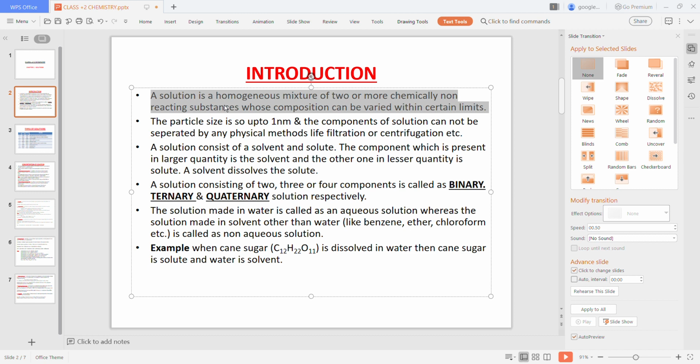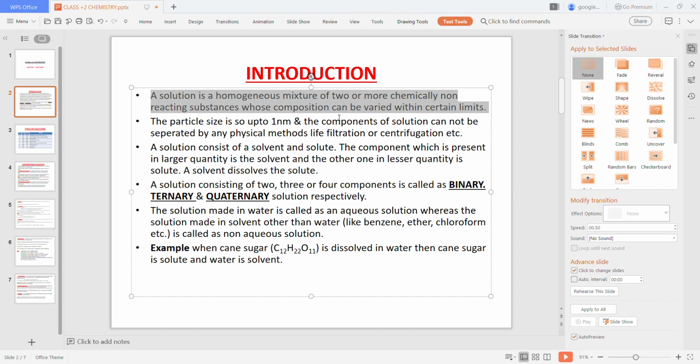Suppose you add ammonia and hydrochloric acid, you get ammonium chloride. So these two components, ammonia and HCl, are reacting substances. In this solution, as you are looking at the screen, the components should be non-reacting, and the composition can be varied within certain limits.